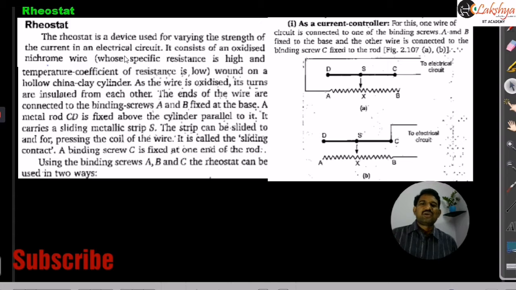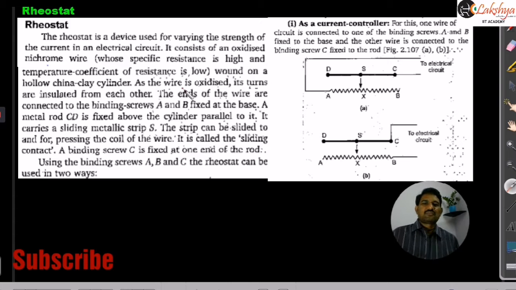So see here, a rheostat is a device used for varying the strength of current in an electrical circuit. It consists of a nichrome wire wound on some insulating cylinder, like here, a china clay cylinder, that means an insulator cylinder. The wire is oxidized, so it is insulated from the others. Even though the wires appear to be in contact with each other, electrically they are insulated from each other. There is no electrical contact between those wires.